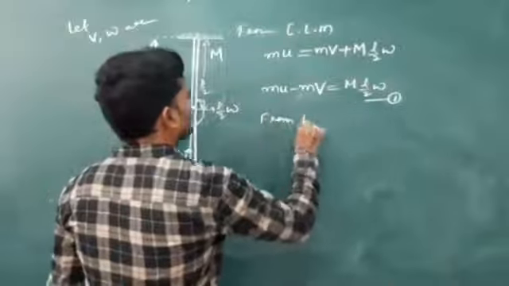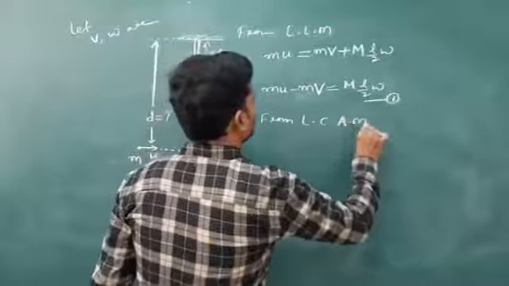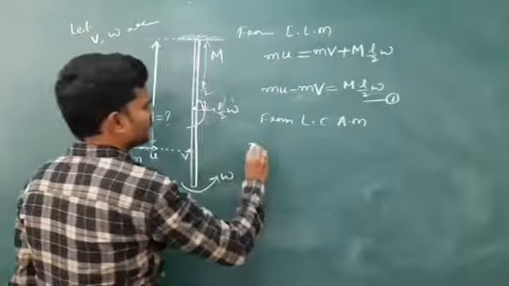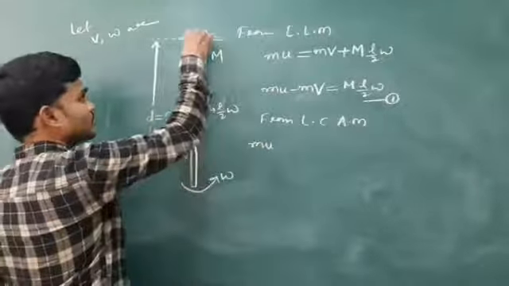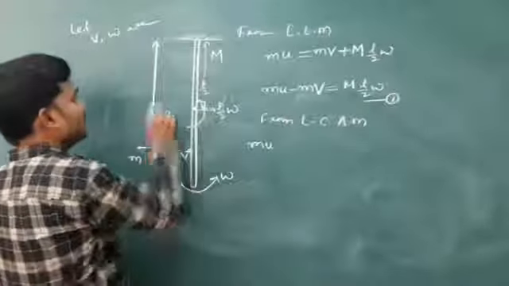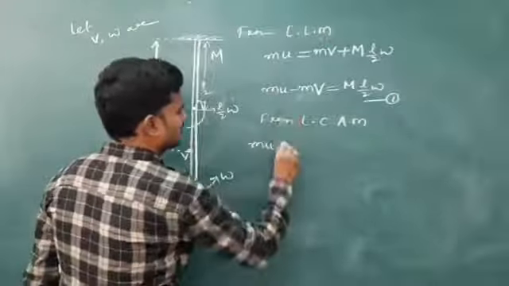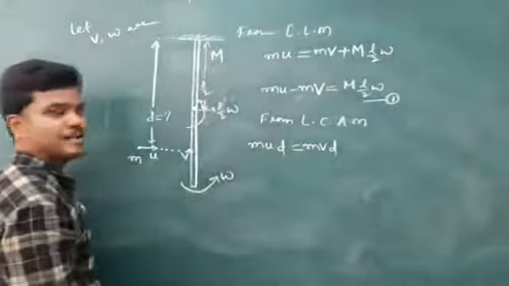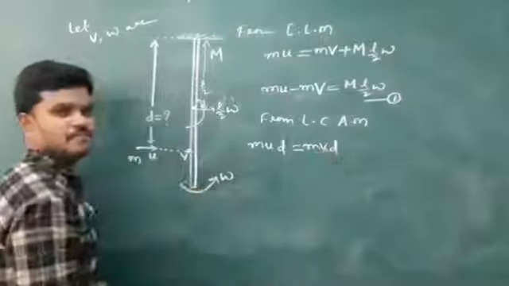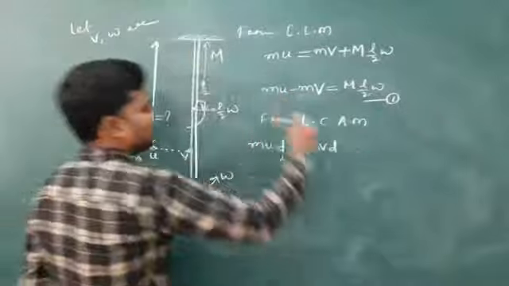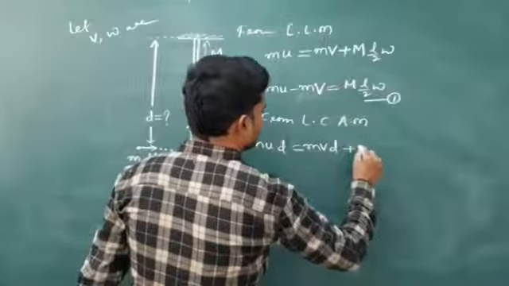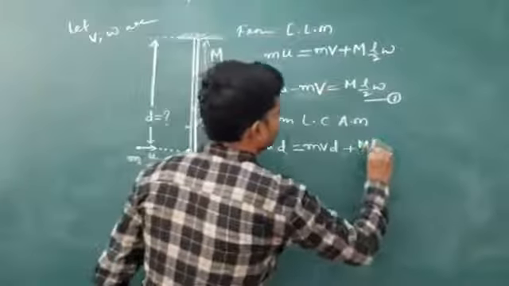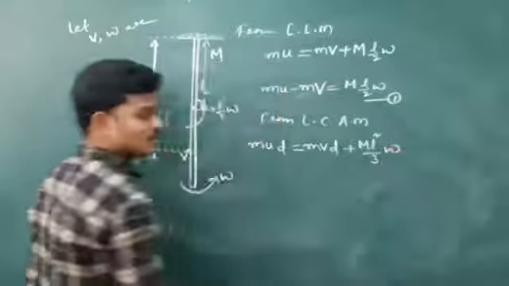Now let me apply the law of conservation of angular momentum. About this hinge I am writing mud, where this is d, and after the collision, v is the speed, so mvd, and about the hinge I omega. So this is for the ball. The rod rotates about this point, so I omega is m L square by 3 omega.